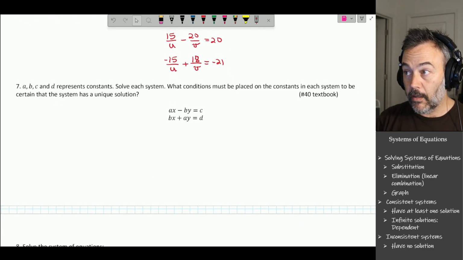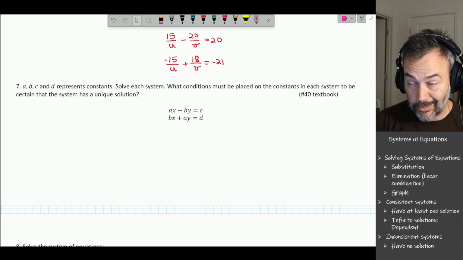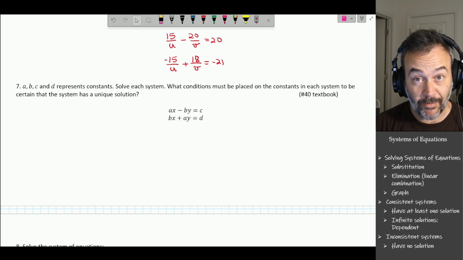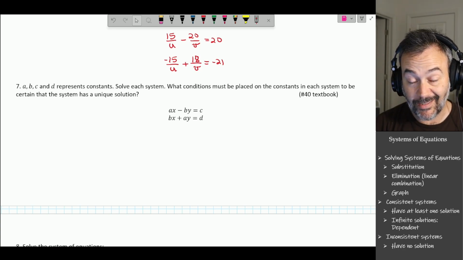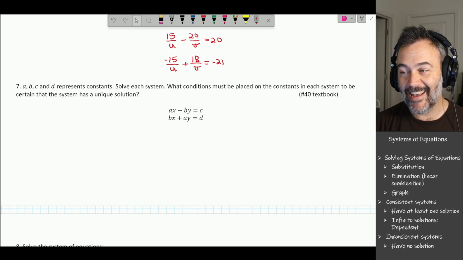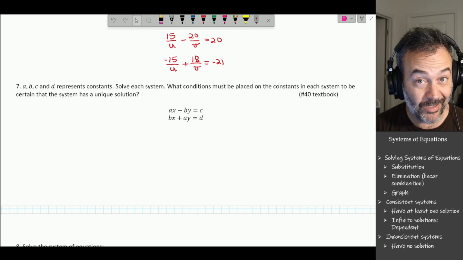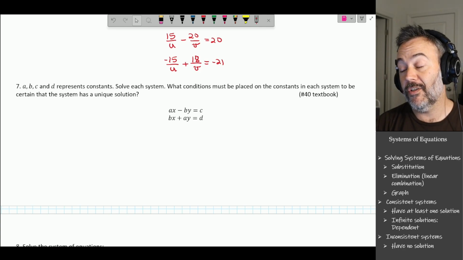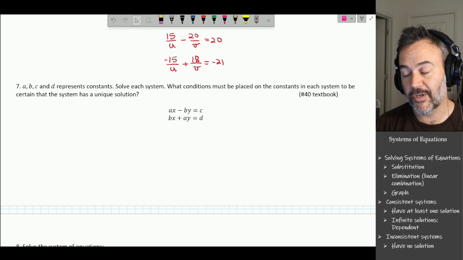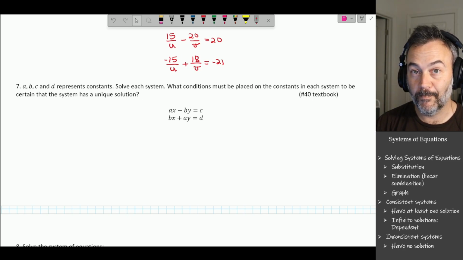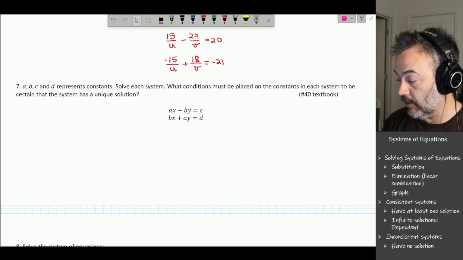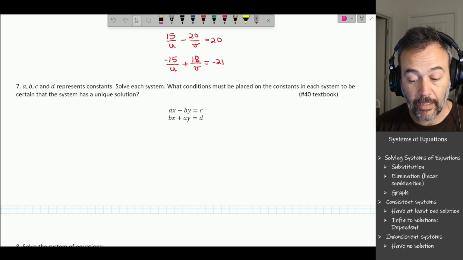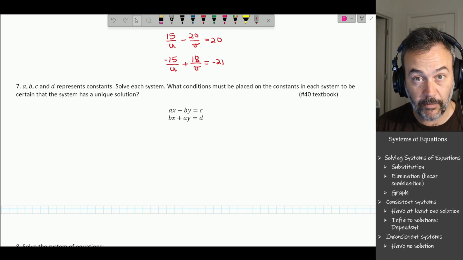On this one, it's a good thinking question. This is a good honors level question. Try to solve the system generally with A, B, C, and D. And see what happens, and see if you can figure out which conditions would need to be placed on the coefficients, A, B, C, and D, in order for the system to have a unique solution. In other words, so that the system is consistent and has exactly one solution.